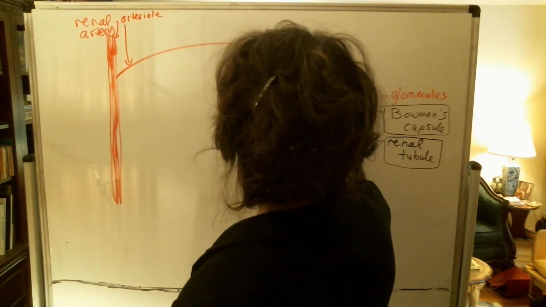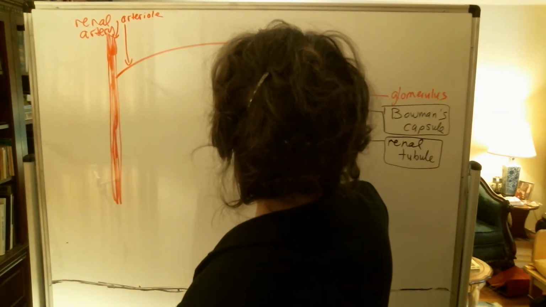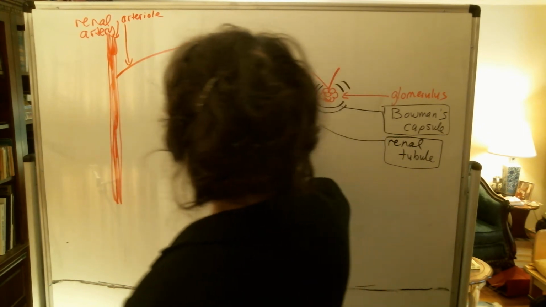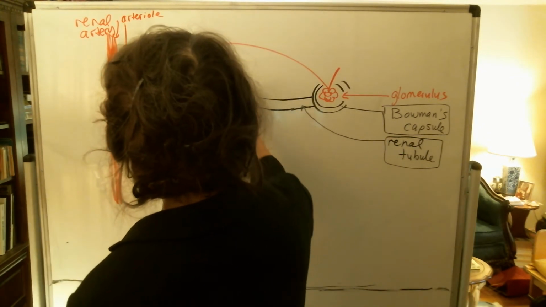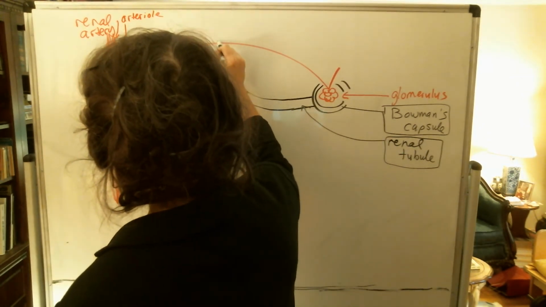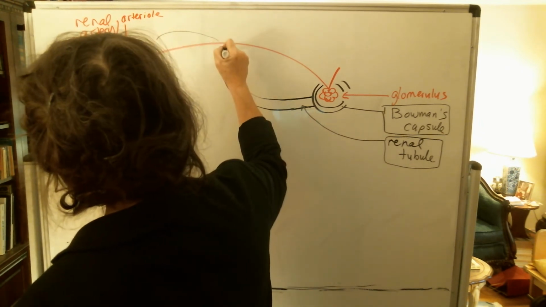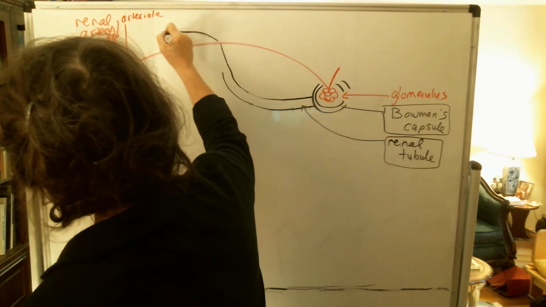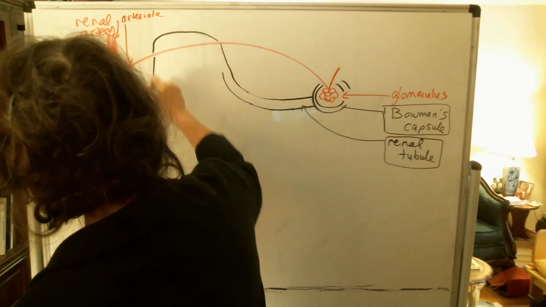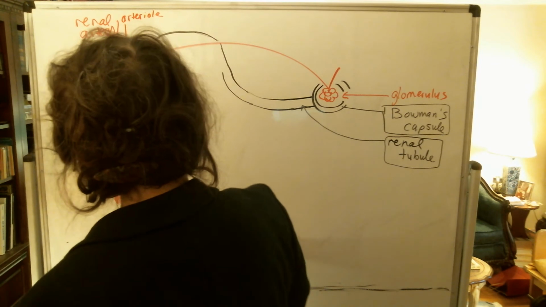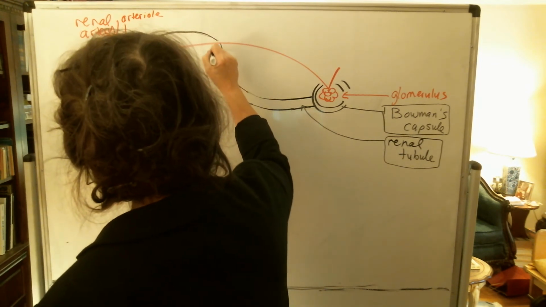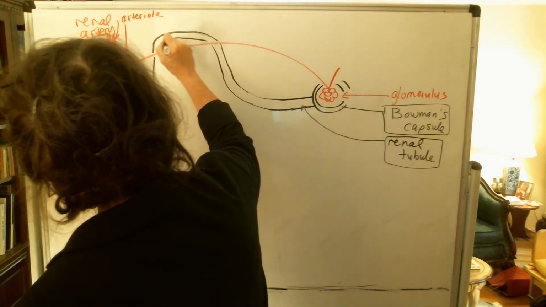So here's the renal tubule, and again, leaving out a lot of detail, a lot of convolutions. This goes up. It forms the loop of Henle. It's still all the renal tubule.